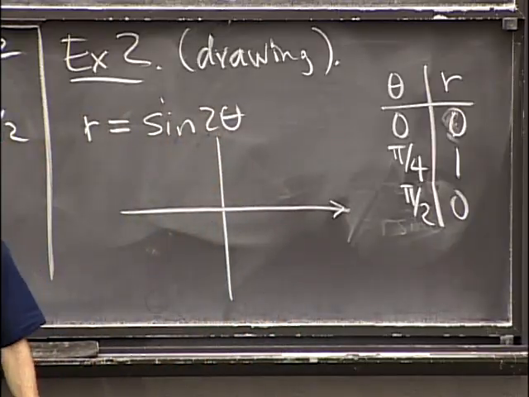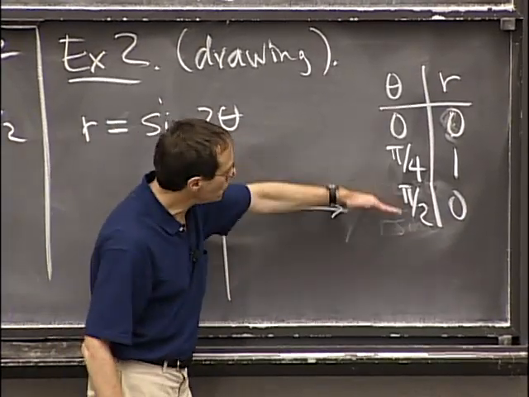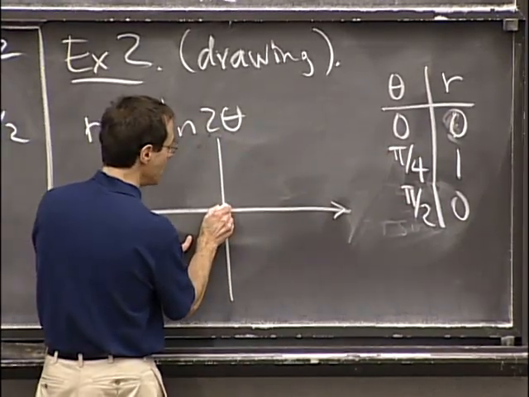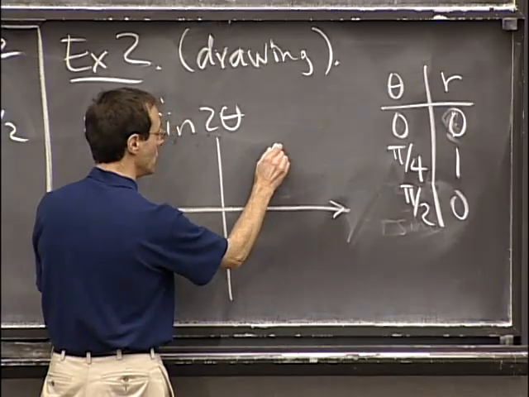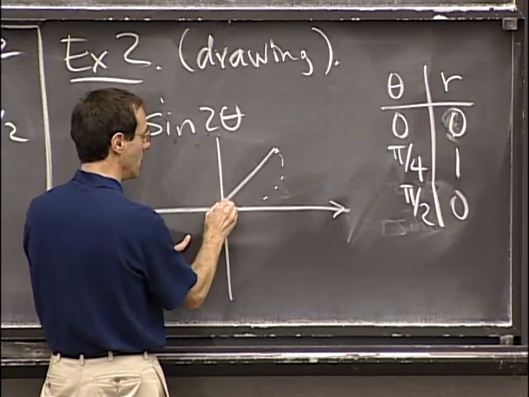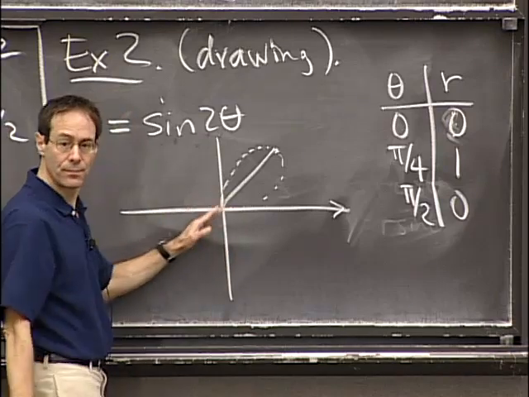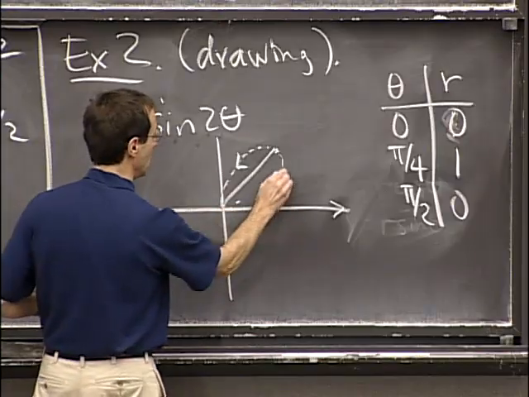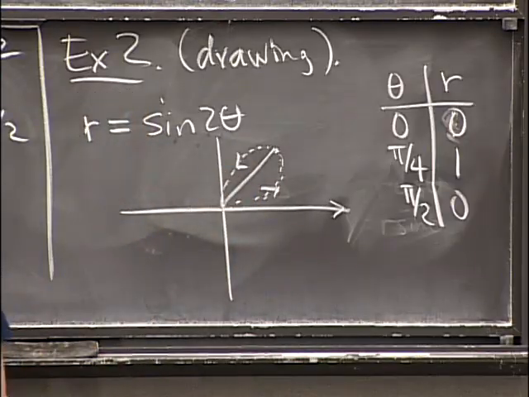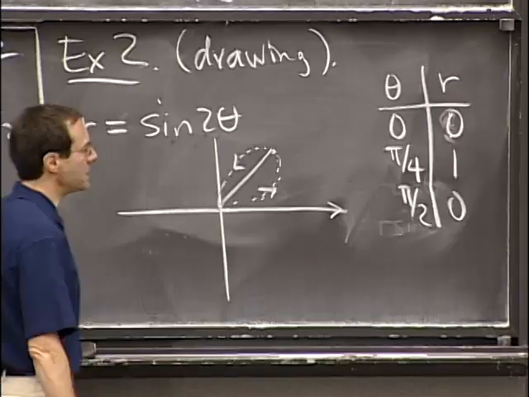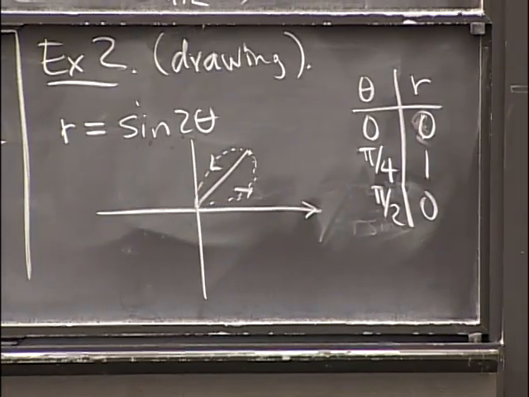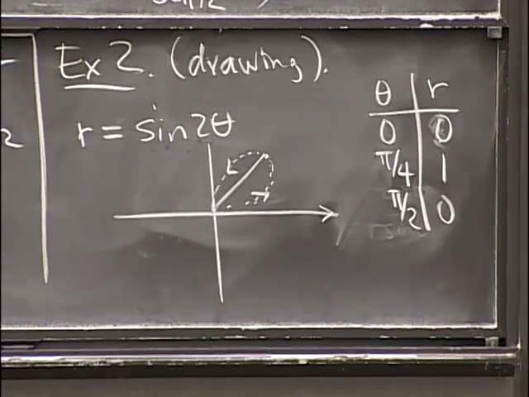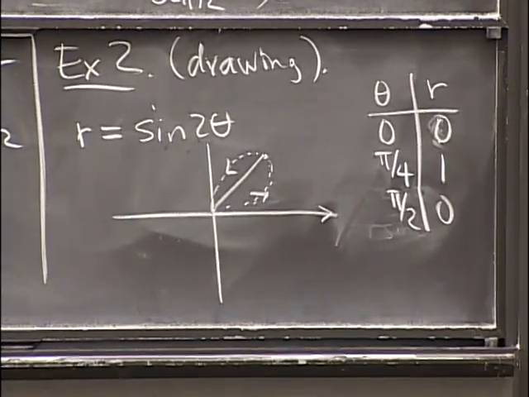And the other thing to say is in between here, it's positive in between. So what it does is it starts out at 0, and it goes out to the radius 1 over here, and then it comes back. All right? So it does something like this. It goes out, and it comes back. Now, because of the symmetries of the sine function, this is pretty much all you need to know. It does something similar in all of the quadrants.